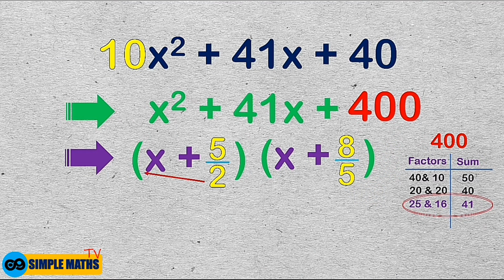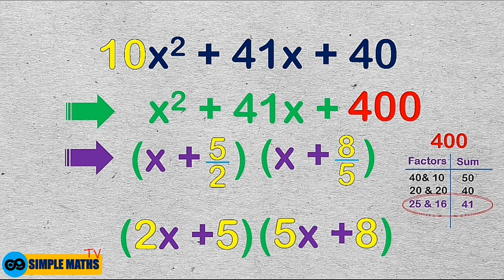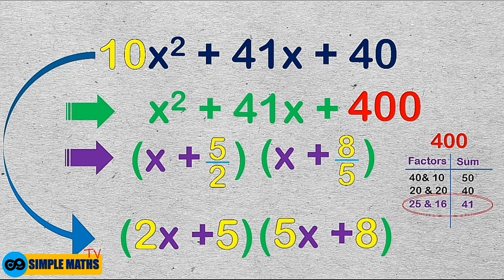Let us rewrite our factors. We slide 2 in front and have 2x plus 5. We slide 5 in front and have 5x plus 8. This is now the factored form.